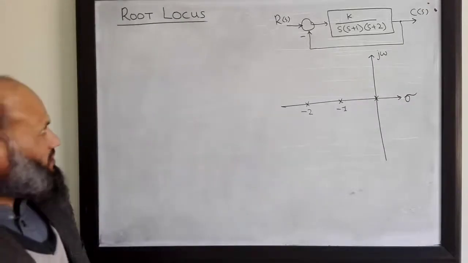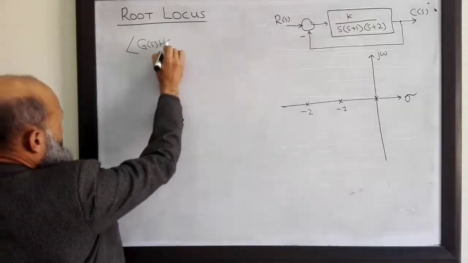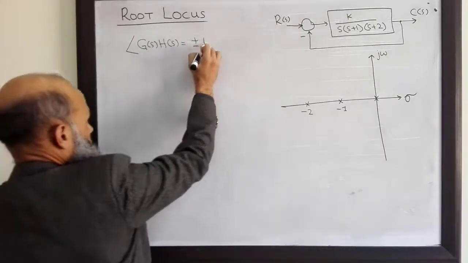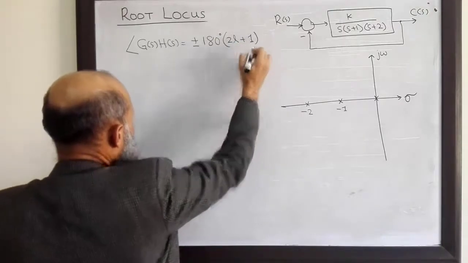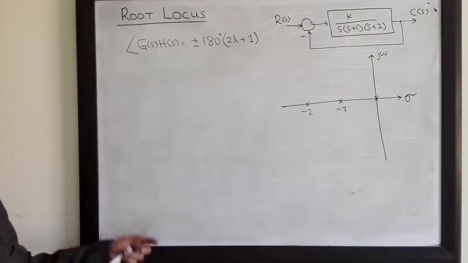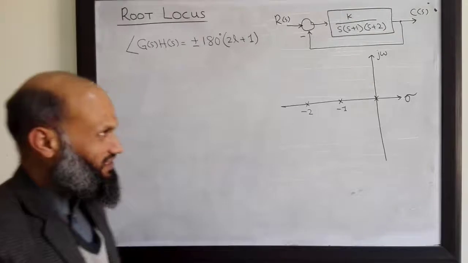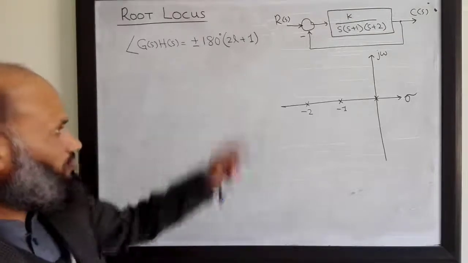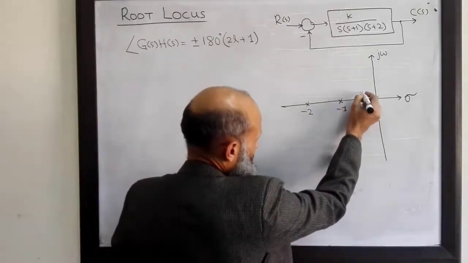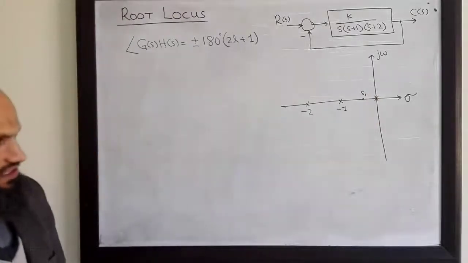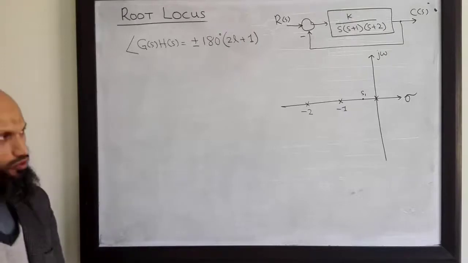Now by utilizing the angle condition, which is this condition, angle of G(S)H(S) is equal to an odd multiple of 180 degrees, we want to test which points in the S plane are part of the root locus. That is, which points in the S plane can be closed loop poles for different values of gain. So let's take a test point over here, for example this point S1, and check whether this point lies on the root locus or not, that is, whether this point can be a closed loop pole or not.